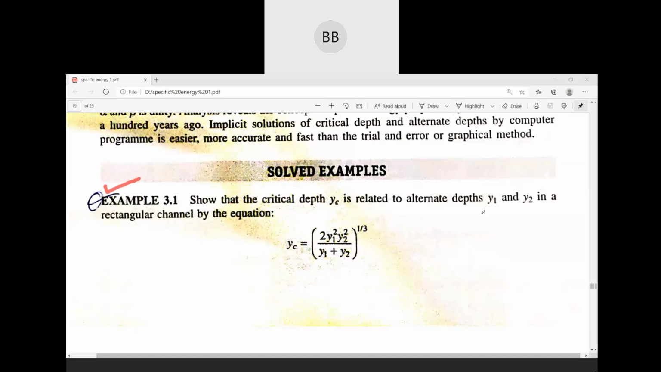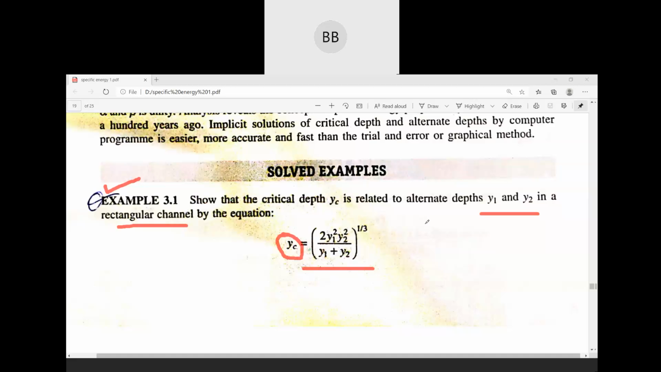It is given that y1 and y2 are the two alternate depths in a rectangular channel. And then we have to prove that y_c is equal to this expression: (2 y1^2 y2^2 / (y1 + y2)). So if you remember, if we have alternate depths y1 and y2, that means the specific energy for both the depths is the same.